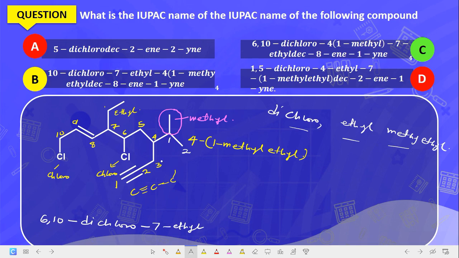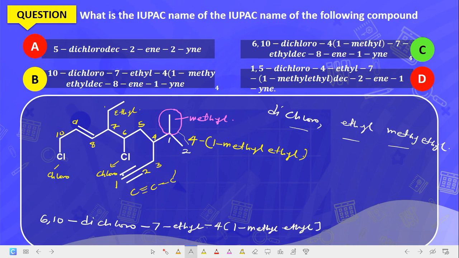The next thing we are going to name now is the group here. We said this group is 4 because the main substituent, which is this, is attached to carbon 4. So we say this is 4 bracket. In this substituent there's another substituent, which is the methyl substituent. 4 bracket 1 methyl ethyl. Okay, then the longest continuous chain.